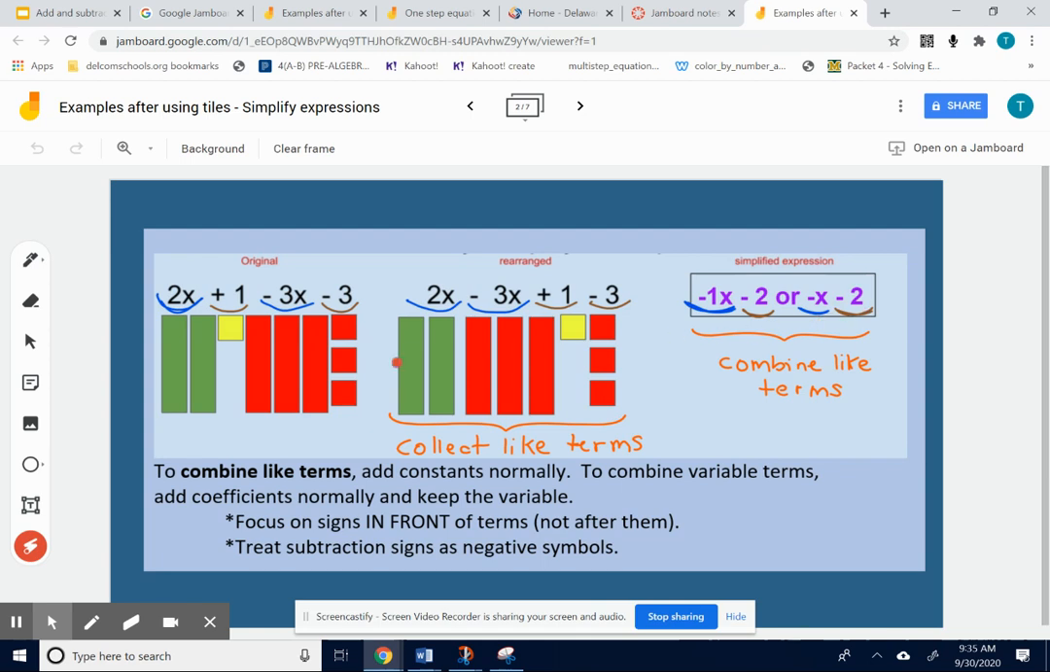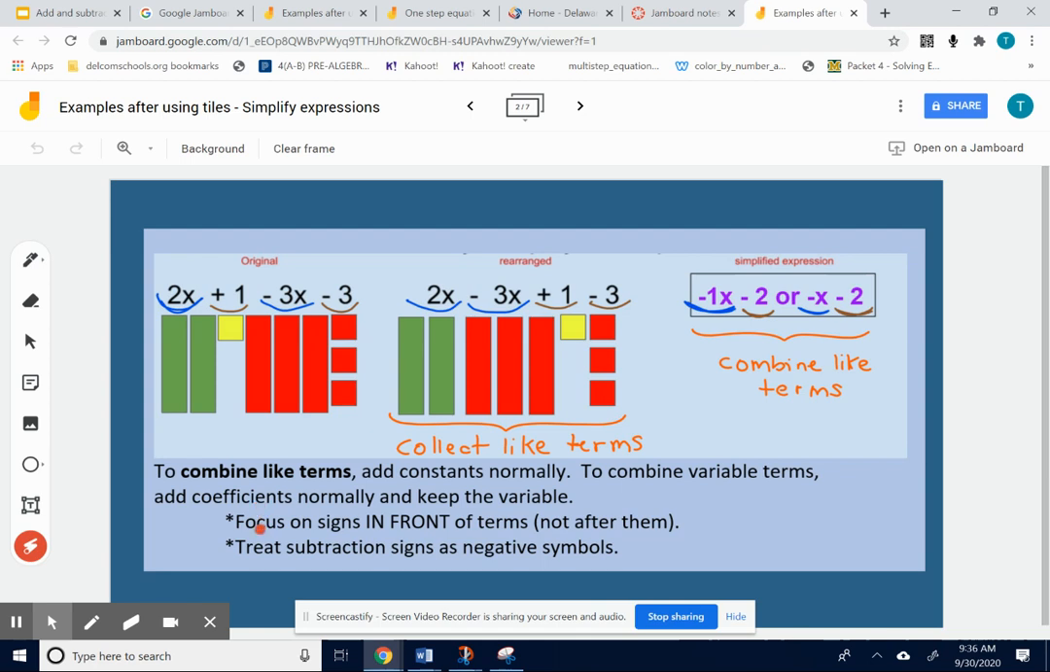Okay, so when you combine like terms, what you're basically doing is you're adding the constant numbers normally together. When you combine the variable terms together, the ones with the x's in them, you add the coefficients, the numbers in front, and you keep the x, you keep the variable.